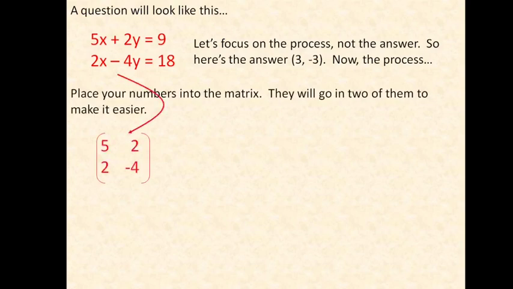First, we will place the coefficients of x and y from equation number 1. This is our equation number 1, where the coefficients of x and y are 5 and 2, which are placed in our matrix in the first row: 5 and 2. Then we will take the coefficients of x and y from equation number 2, which are 2 and minus 4, and they are placed in the same matrix in the second row: 2, minus 4.